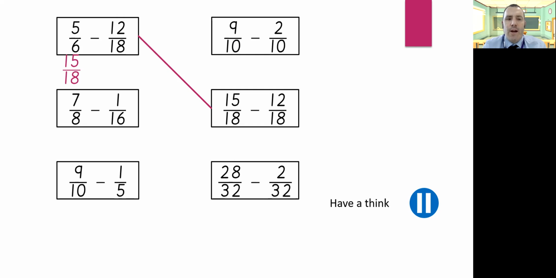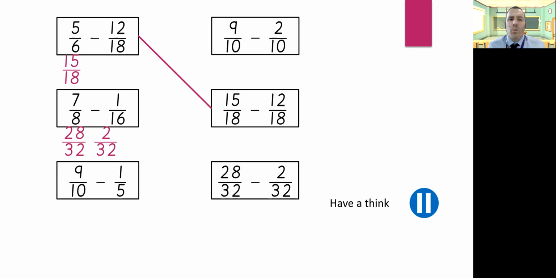How did we get on with these? 9/10 take away 1/5. Sorry, my mistake. I've skipped ahead of myself. 7/8 take away 1/16. Now I've turned this into something over 32. And I've got 28 over 32 take away 2 over 32.